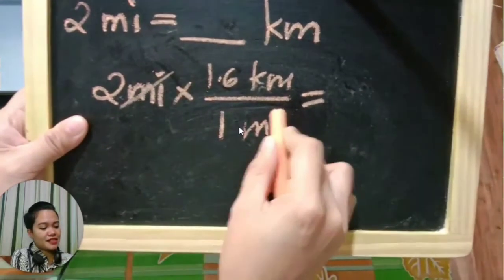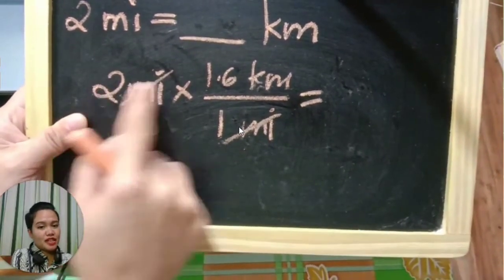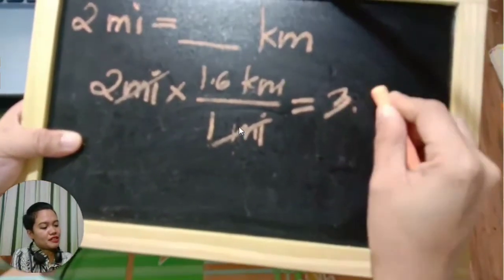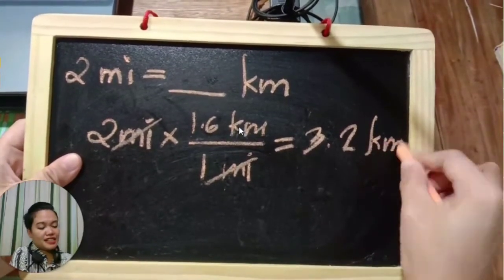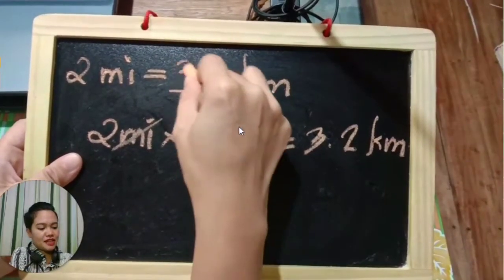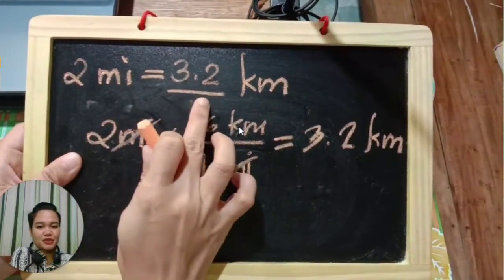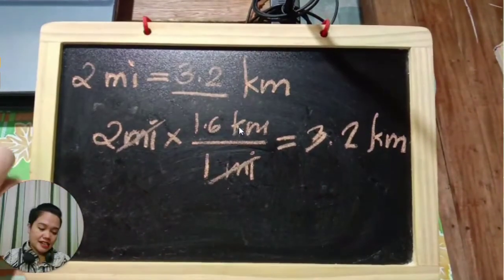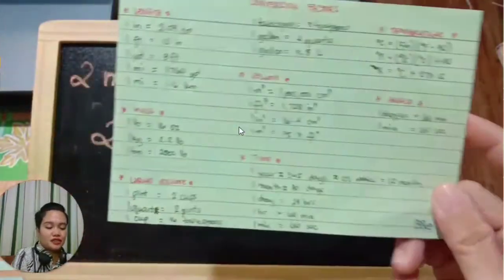So since we can cancel the mi, next step is we multiply 2 and 1.6, which will give you 3.2. So yes, that's 3.2 kilometers. So 2 miles equals 3.2 kilometers by doing this process. Again, you can only do this process if you have the conversion factors for the different units of measurement.